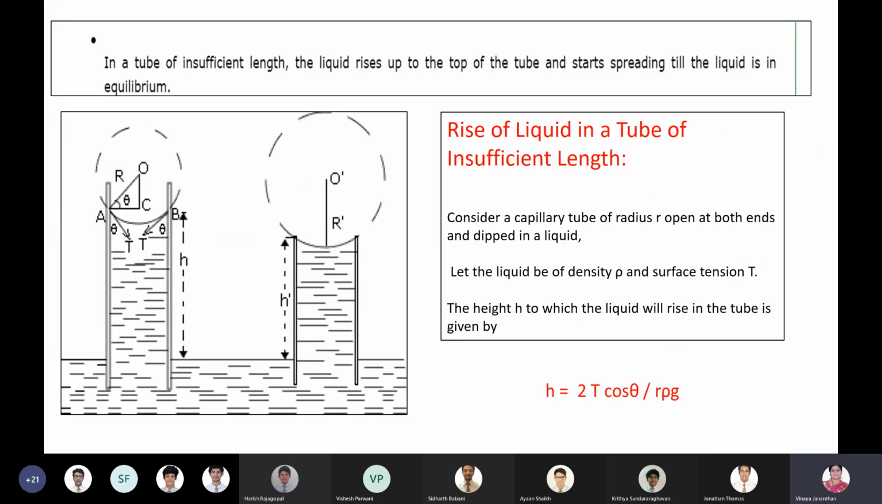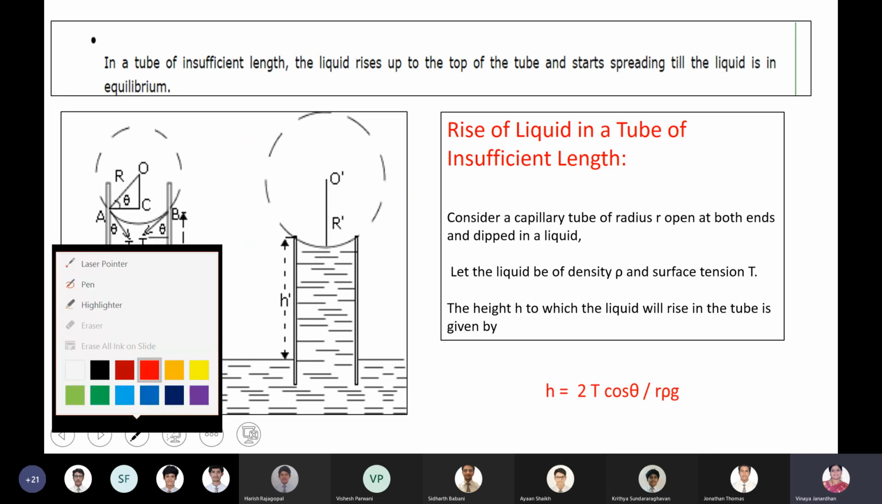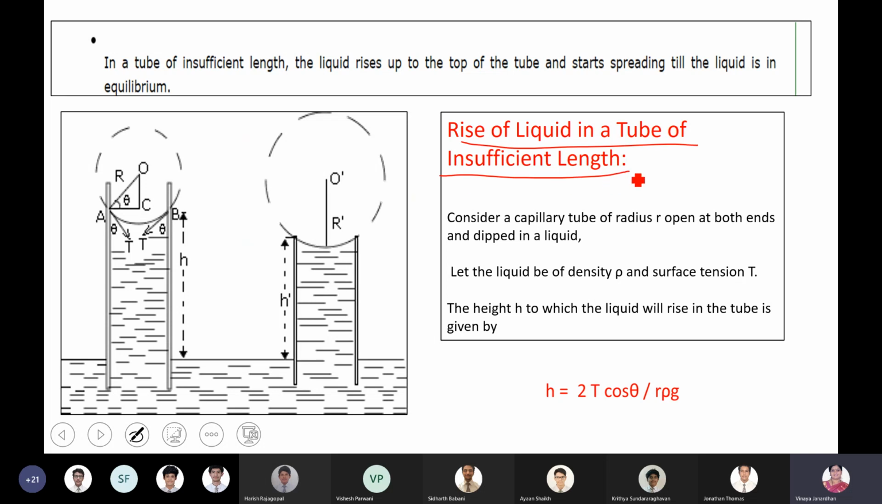So it might be a numerical for 2 marks, or it might be the rise of liquid in the capillary tube of insufficient length. Now, what is that? Suppose I have a capillary tube of length L. When this capillary tube of length L and radius R is dipped in a liquid, because of capillary action, the liquid will rise in the capillary tube to a height h.